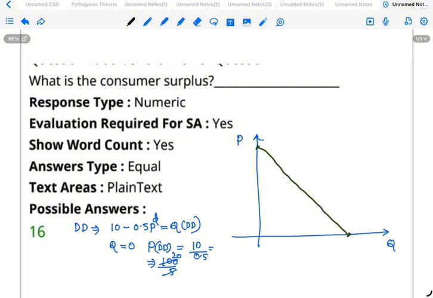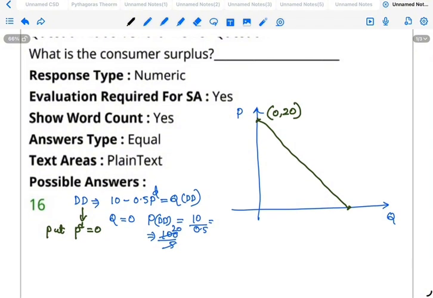Here this point is Q equals 0 and price equals 20. In this demand function, put the demand price equals 0. So price equals 0 and Q equals 10, that is this point is 10 comma 0. This is the demand curve.